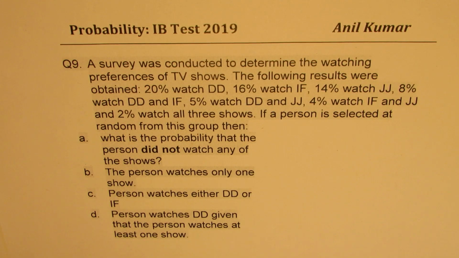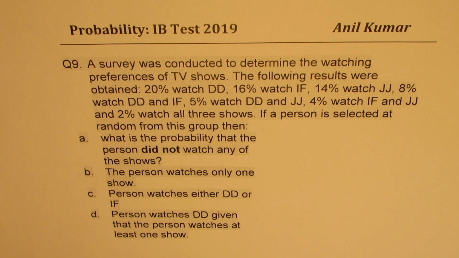A survey was conducted to determine the watching preferences of TV shows. The following results were obtained. 20% watched DD, 16% watched IF, 14% watched JJ, 8% watched DD and IF, 5% watched DD and JJ, 4% watched IF and JJ, and 2% watched all 3 shows. If a person is selected at random, what is the probability that the person did not watch any of the shows? B. The person watches only one show.